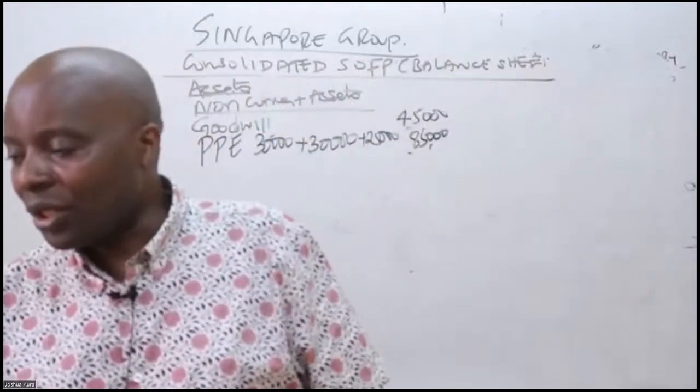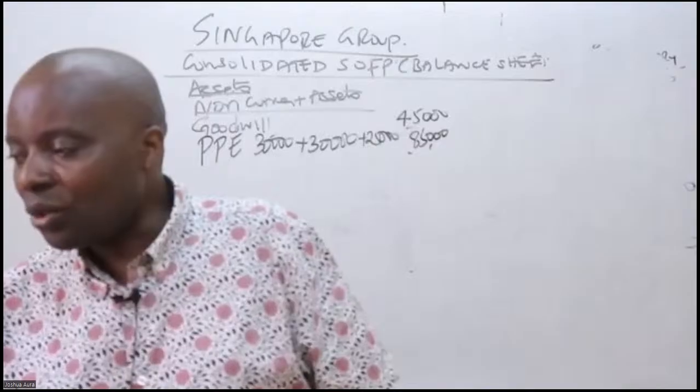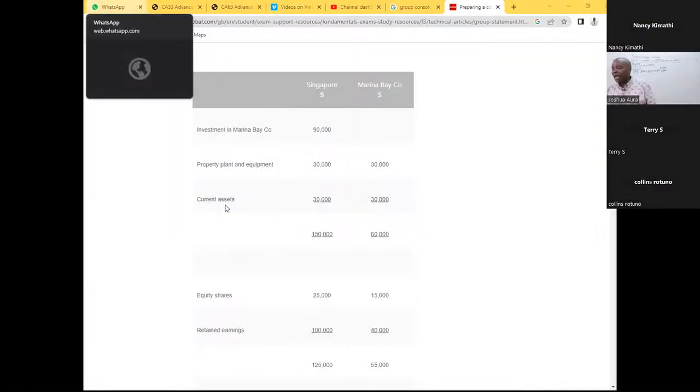Now, after that, ladies and gentlemen, I would want us to come here and look for other assets. If you look at this very well, we don't have anything here. So we go to the current assets. Current assets, what do we have? I can actually even copy them down first. Current assets.